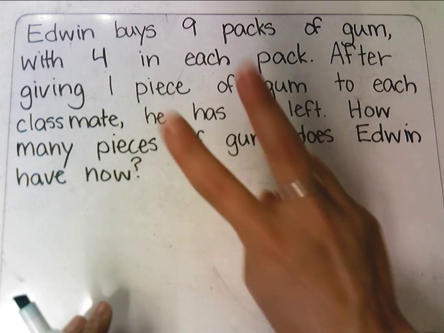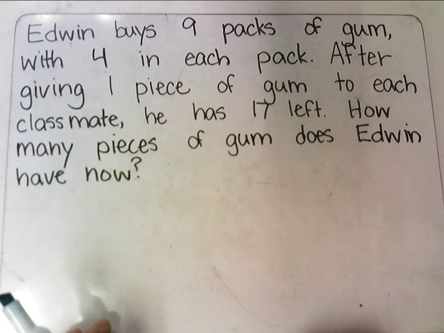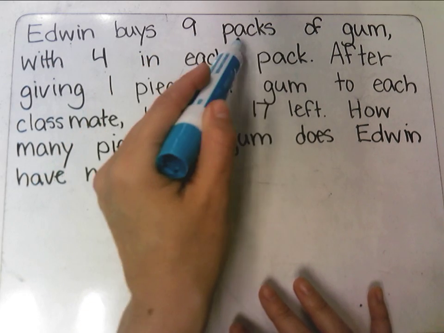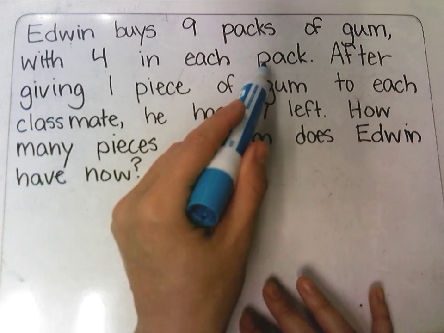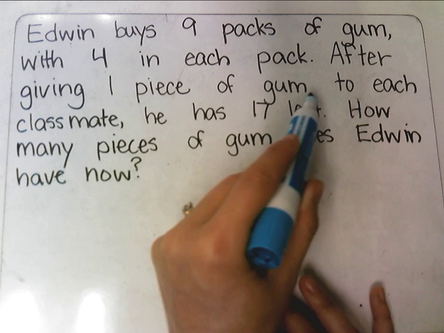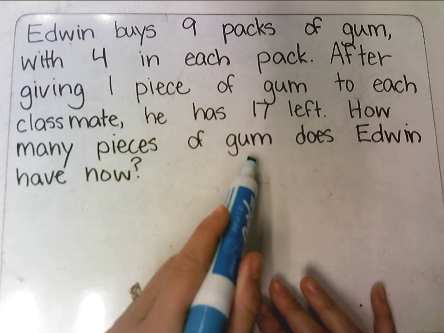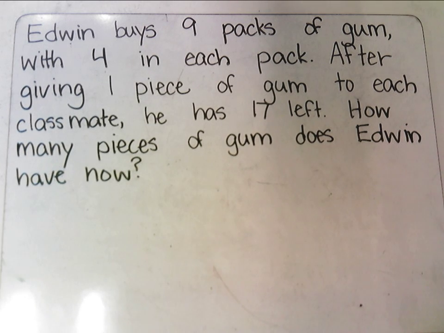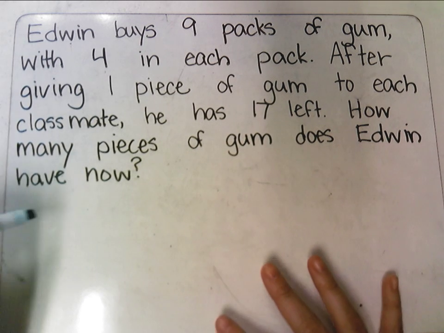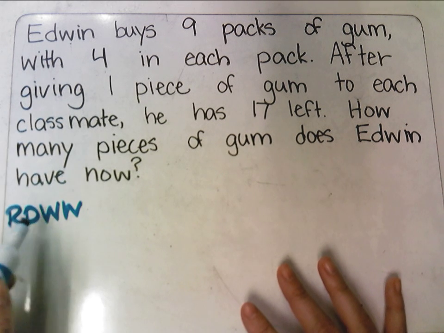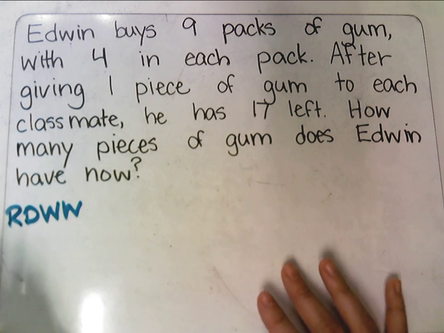This word problem is a two-step word problem. So listen to all of the things we have here. Edwin buys 9 packs of gum with 4 in each pack. After giving 1 piece of gum to each classmate, he has 17 left. How many pieces of gum does Edwin have now? Well, we know Edwin. He would never bring gum to school, but we're just going to pretend like he did. So we're going to use our favorite R, D, W, W: read, draw, write an equation, write the word problem to help us solve.